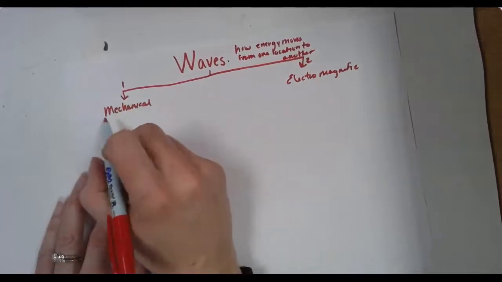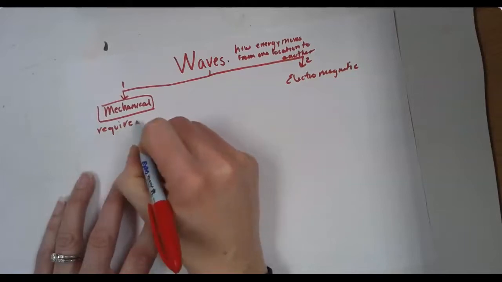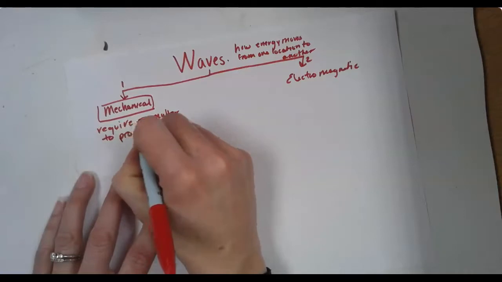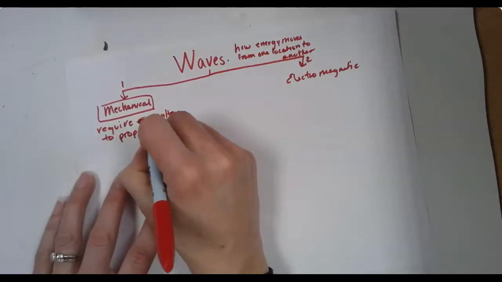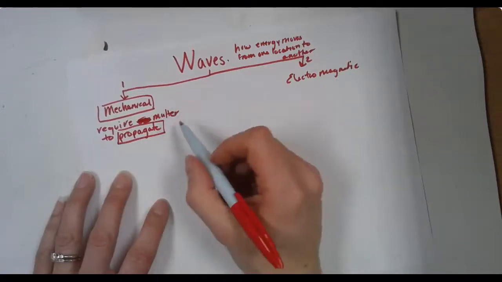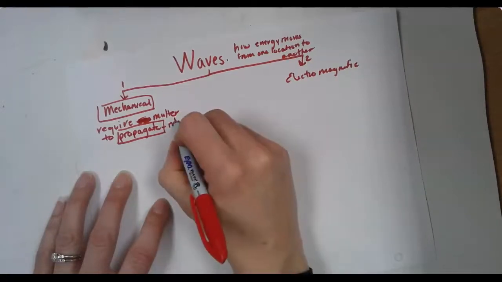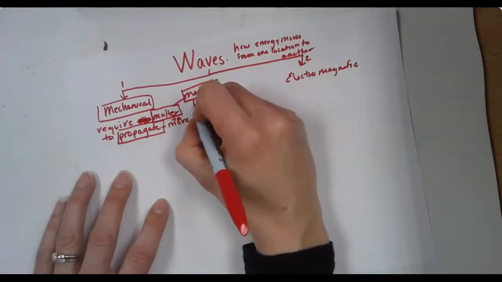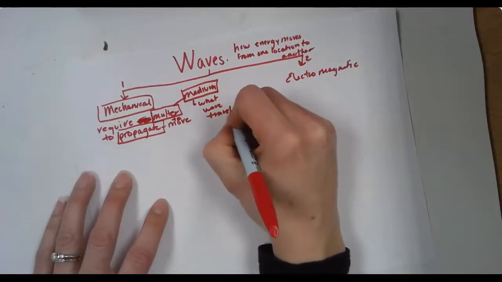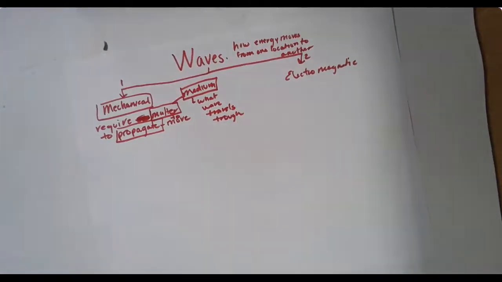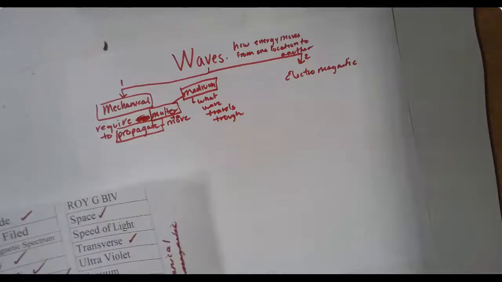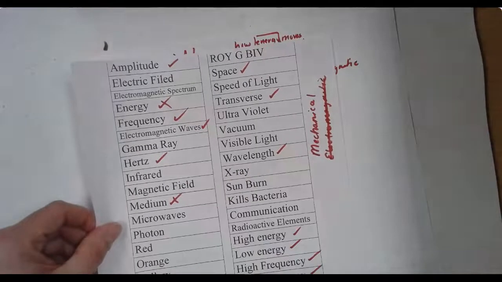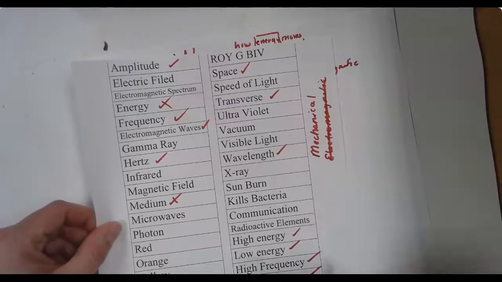Okay, mechanical. These guys require matter to propagate. Propagation is one of our words, so I'm going to put that. Propagate means to move. And the matter, this is our medium, what the wave travels through. So that's another one of our words. Okay, so we have done energy. We have done medium, propagation, and mechanical.